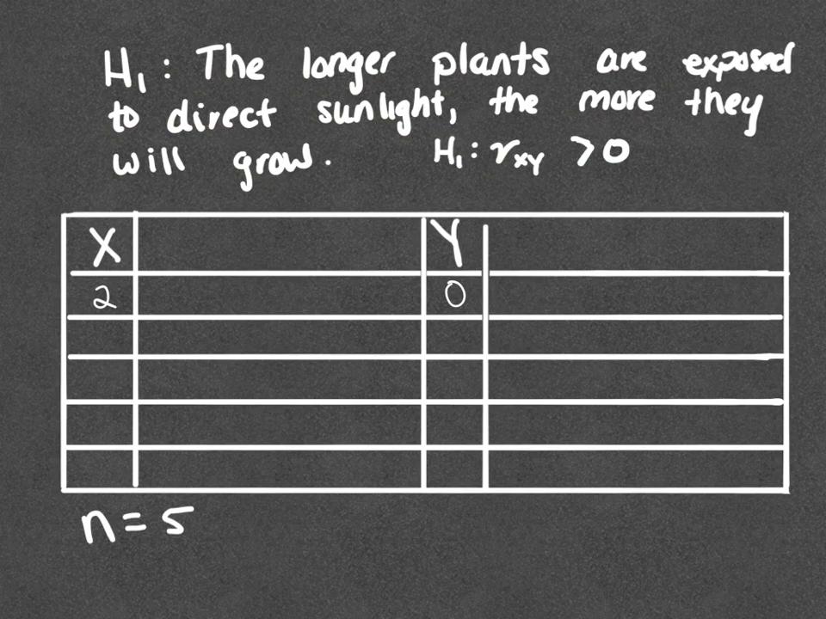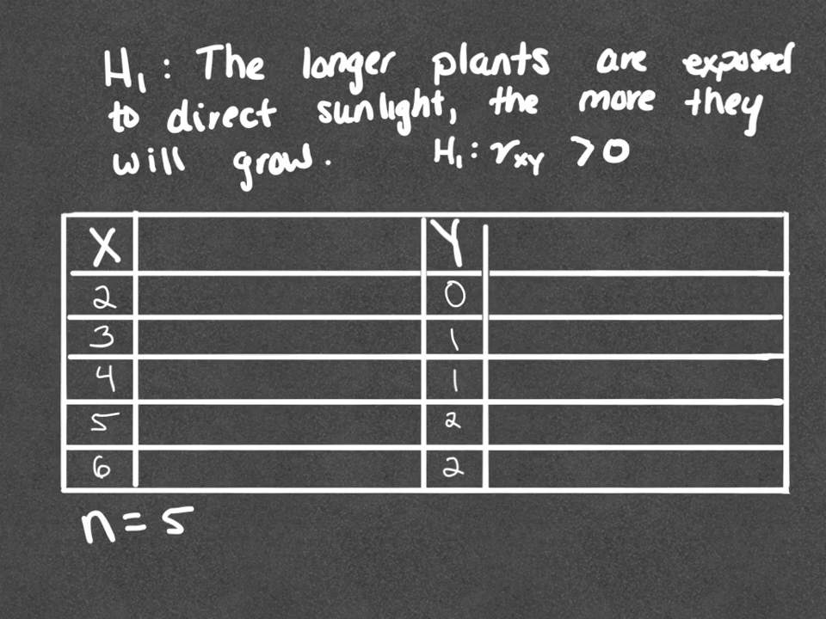Suppose we had a plant exposed to sunlight for 2 hours, but grew 0 inches in a 24-hour period. Another plant was exposed to 3 hours and grew 1 inch in a 24-hour period. A third plant got 4 hours of sunlight and also grew 1 inch. Another plant got 5 hours of sunlight and grew 2 inches. And a last plant got 6 hours of sunlight and also grew 2 inches in that time period.